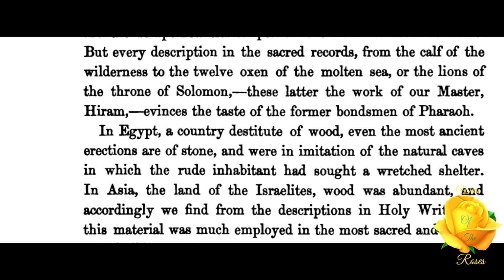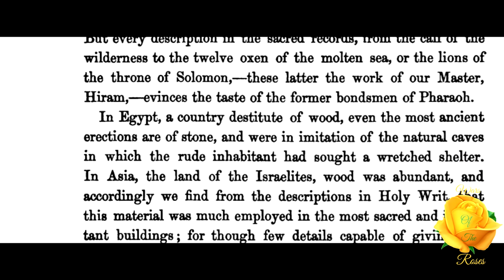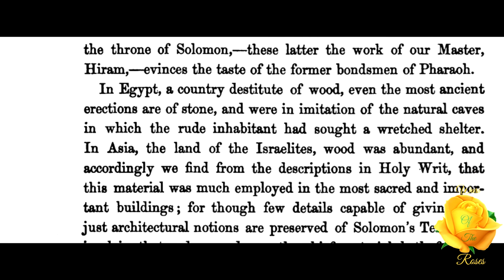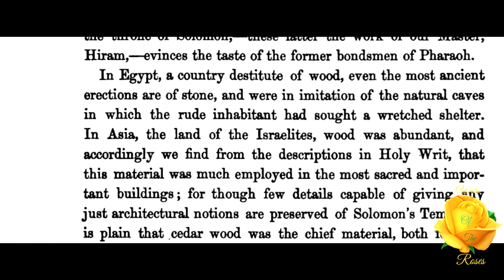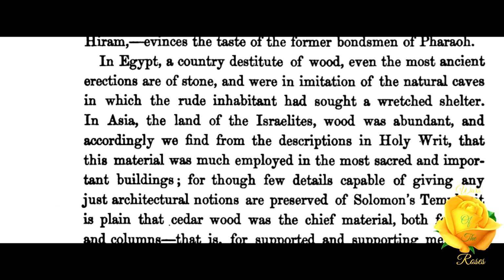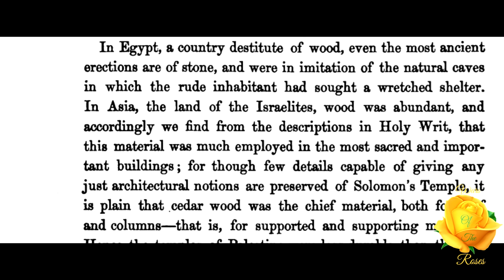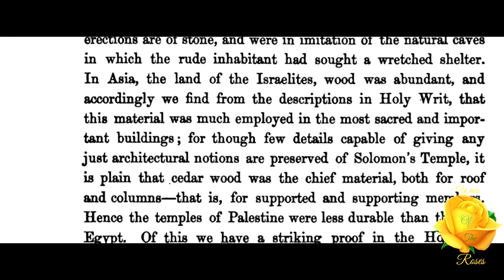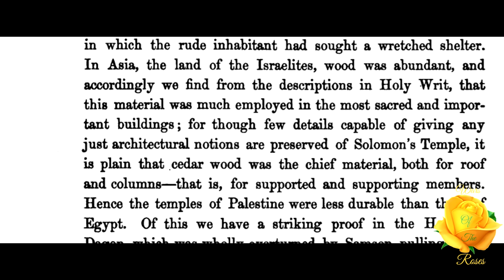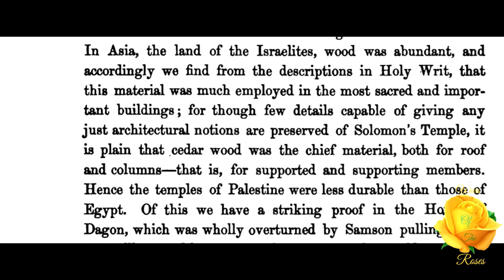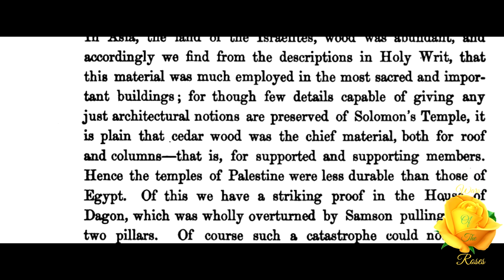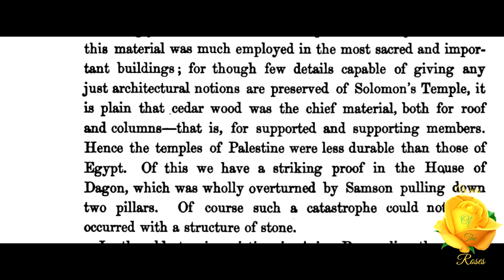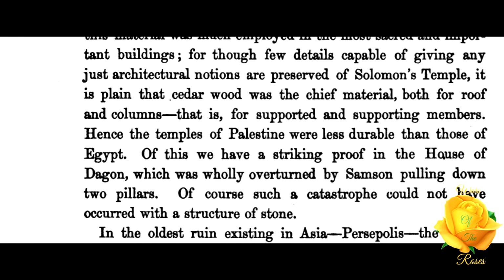In Egypt, a country destitute of wood, even the most ancient erections are of stone and were in imitation of the natural caves in which the rude inhabitant had sought a wretched shelter. In Asia, the land of the Israelites, wood was abundant, and accordingly we find from the descriptions in Holy Writ that this material was much employed in the most sacred and important buildings. For though few details capable of giving any just architectural notions are preserved of Solomon's temple, it is plain that cedar wood was the chief material both for roof and columns, that is, for supported and supporting members.